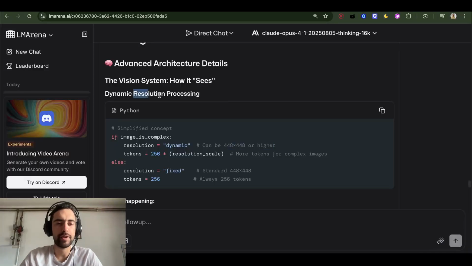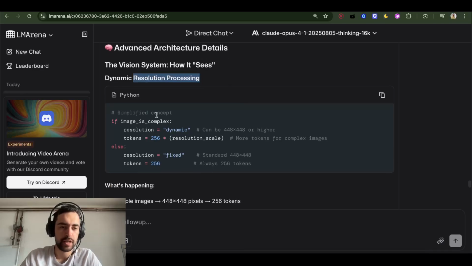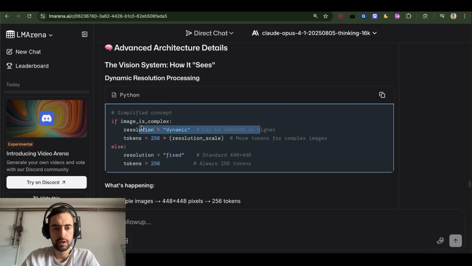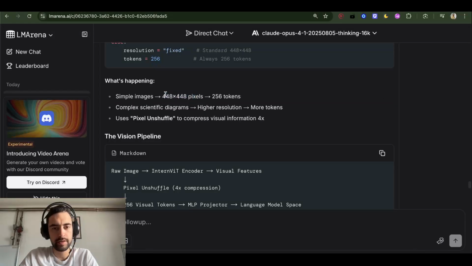They also have dynamic resolution for images. If the image is complex, the resolution is dynamic, can be 400-something or higher. So if it's fixed, then it's 256 tokens per image, but if it's dynamic, it can be more, depending on the resolution scale. These images are gonna get this amount of tokens, but complex scientific diagrams, they're gonna do in higher resolution and more tokens.